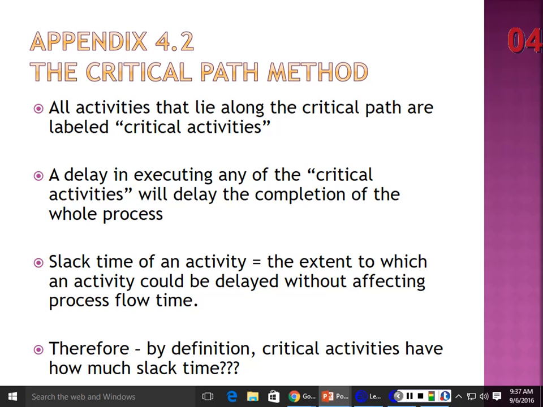So in that critical path method, we're saying all activities that lie on the critical path are labeled critical activities. Okay? And we know that a delay in executing any one of those, right, delays the completion of the whole process. Slack time of an activity is the extent to which that activity can be delayed without affecting the process flow time. So if an activity has slack time, by definition, it's not on the critical path. Okay?